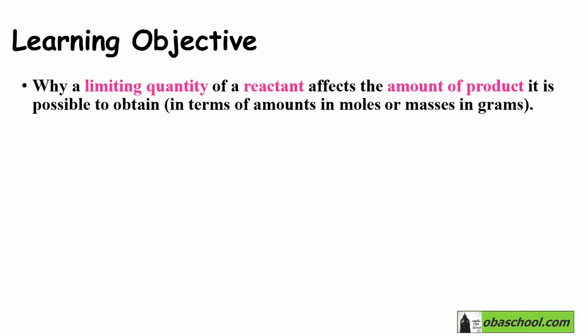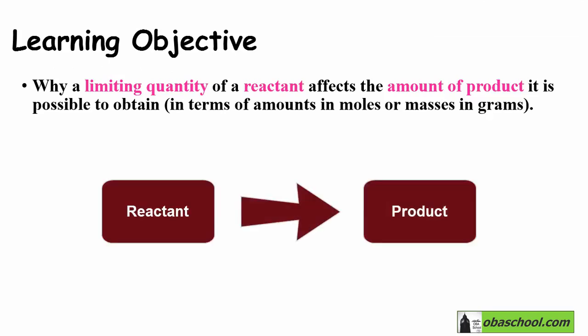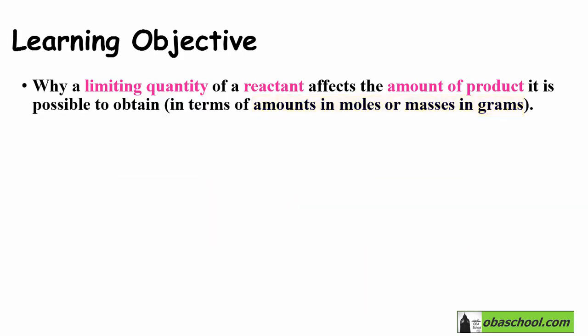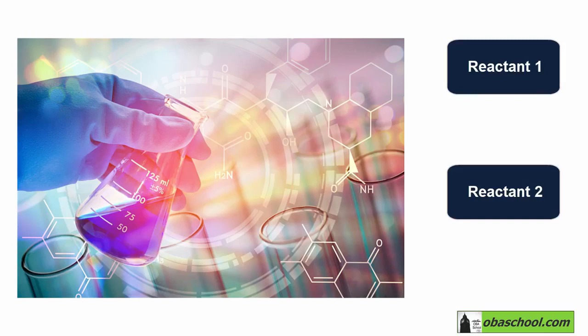In this presentation, we will learn why a limiting quantity of a reactant affects the amount of product it's possible to obtain in terms of amounts in moles or masses in grams. So we will investigate what is a limiting reactant. In most cases, when we carry out a reaction in experiments, we don't use the exact amounts of reactants as predicted in the balanced equation.